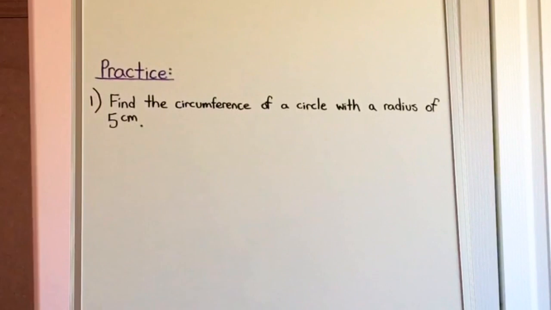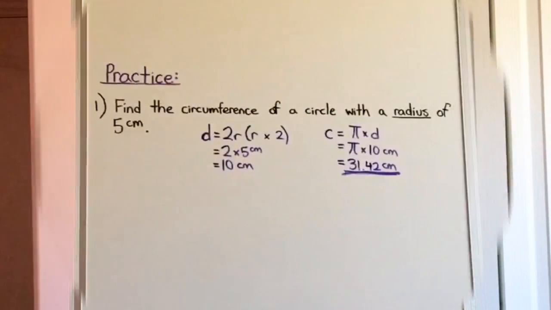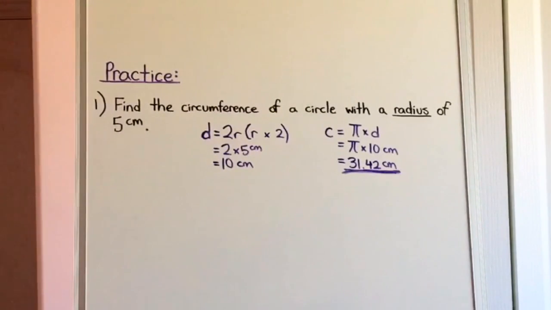Here we have our first practice question. Pause the video if you'd like to try it out yourself. In the question, it says that the radius of the circle is 5 centimeters. To find the circumference, we need the diameter. Now, to find the diameter from the radius, we multiply the radius by 2, as we mentioned earlier.